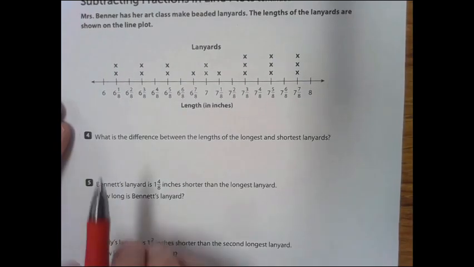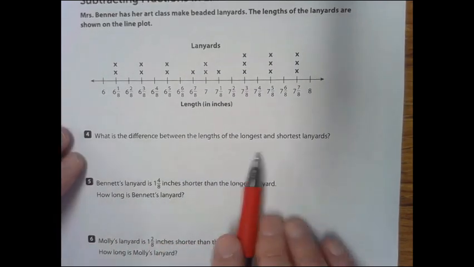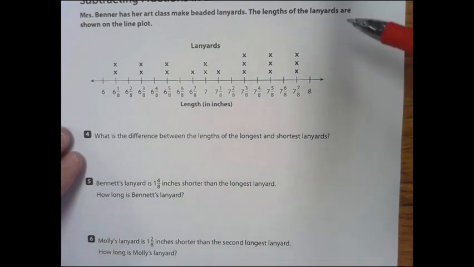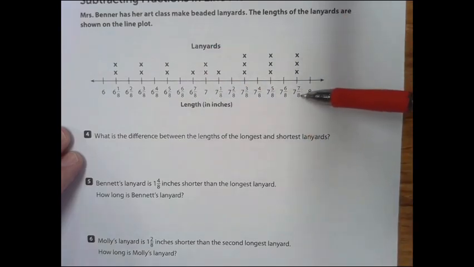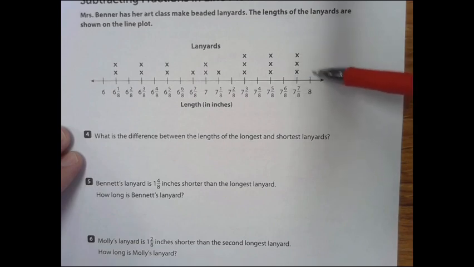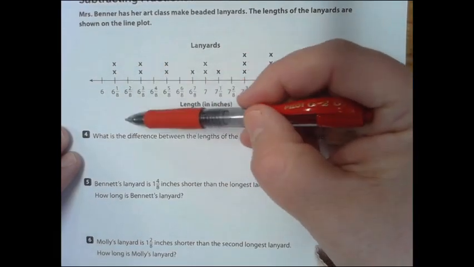All right, welcome back. So question 4 is asking you, what is the difference between the lengths of the longest and shortest lanyards? So again, looking at the data, the longest lanyard here is 7 7/8, right? So this is the longest one. Again, not 8, because there are no X's here, right? So here's the longest lanyard, 7 7/8, and the shortest lanyard is 6 1/8.